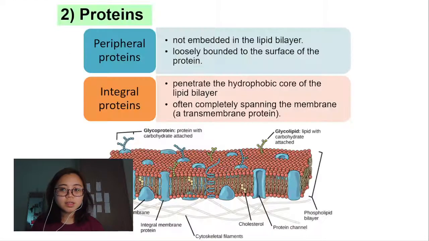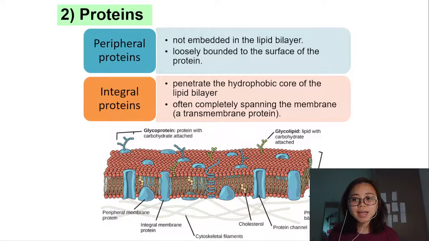Okay, so let us move on. We'll talk about the next component of the plasma membrane, which are the proteins. So we have two types of proteins in the plasma membrane. The first type are the peripheral proteins, which are not in the lipid layer. They are loosely bound to the surface of the membrane. And we also have the integral protein, which penetrate the hydrophobic core of the lipid bilayer. And they are often completely spanning the membrane. Completely spanning membrane means that dia ada di kawasan ini dan dia tembus ke kawasan ini. Kedua-dua layer pun dia ada.